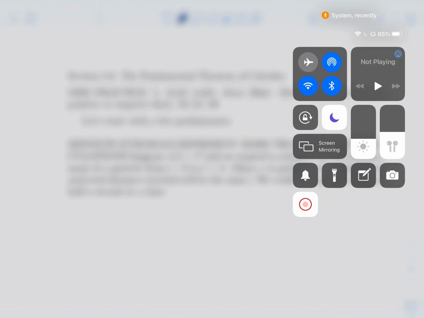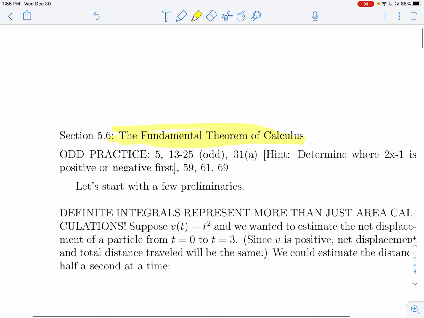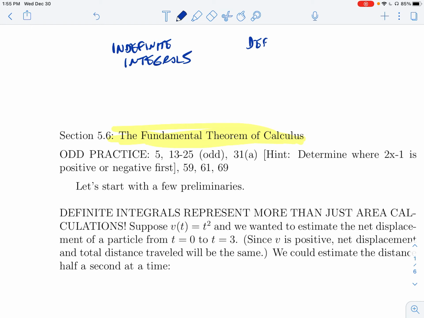All right, hello. In this section, we're going to finally be talking about the fundamental theorem of calculus. Obviously, this name is really important. And what the fundamental theorem of calculus is going to do, it's going to unite what we understand about indefinite integrals and what we understand about definite integrals.